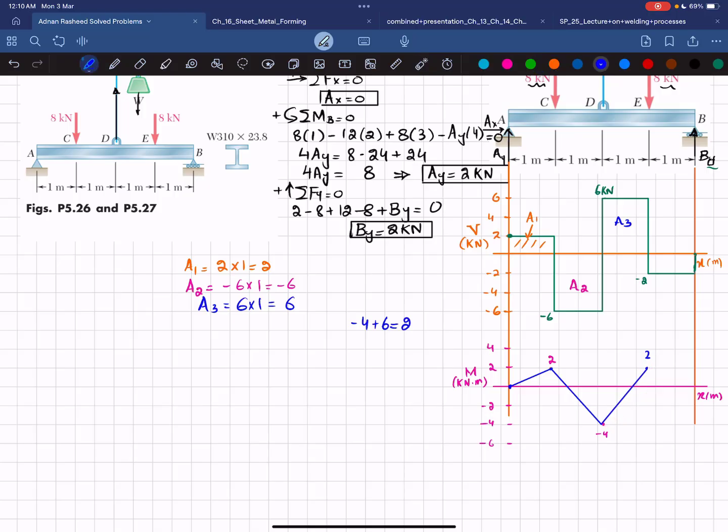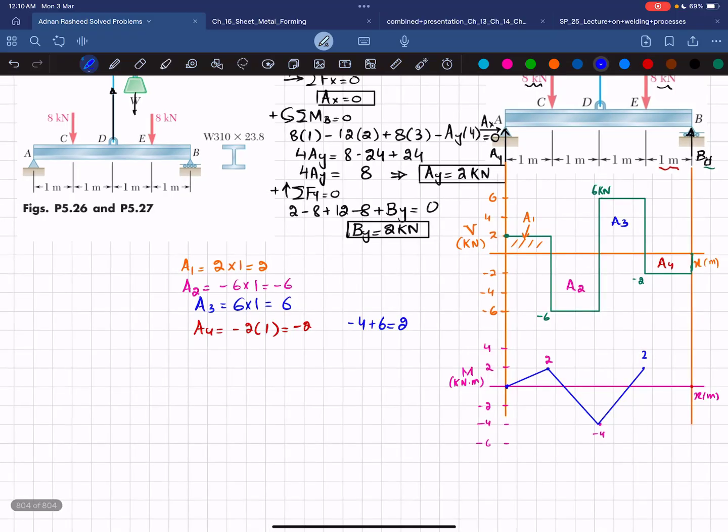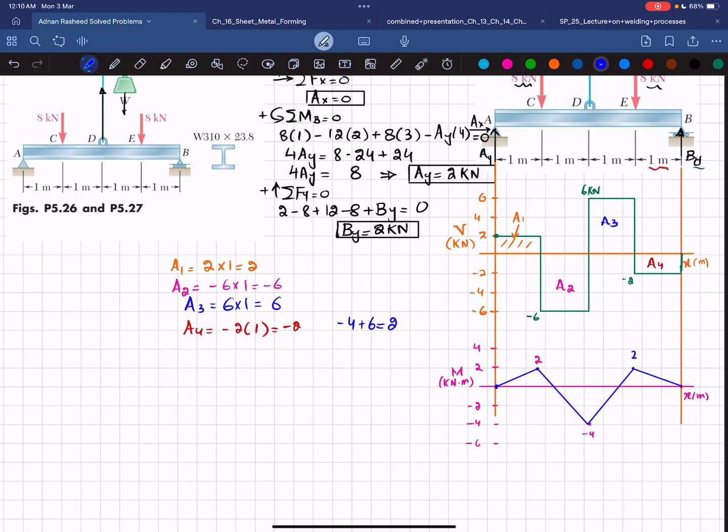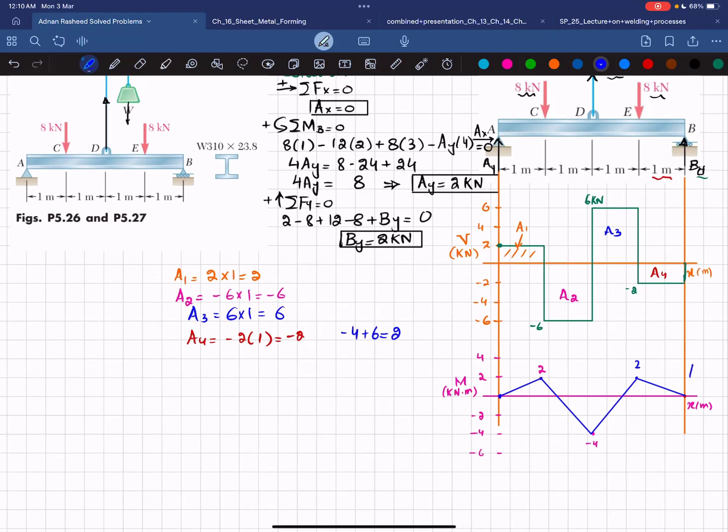The last one is A4. Again you can see A4 is equal to minus 2 multiplied by this length, which is 1 meter, so it will be minus 2. So plus 2 minus 2 will give you 0 at this point. Again, the shear force is a horizontal line with 0 degree and A4 is negative, so the bending moment will be a 1 degree line and the slope will be decreasing. So by joining these 2 lines, you can complete the bending moment diagram. What I can write here is that this is the BMD, bending moment diagram, and this is the shear force diagram. This was our first part.